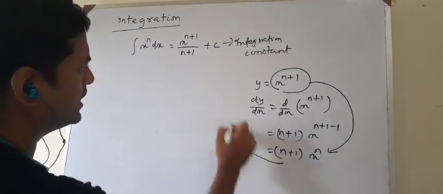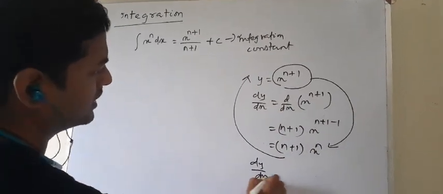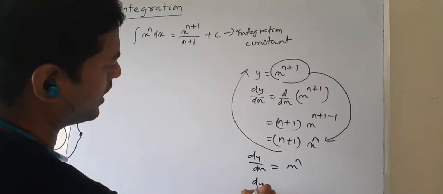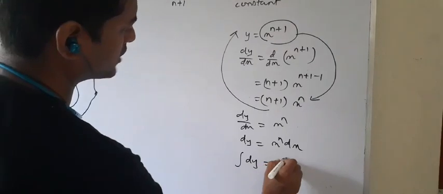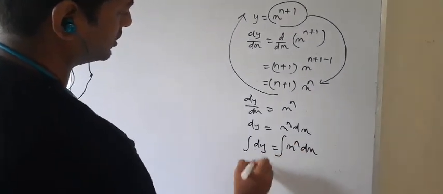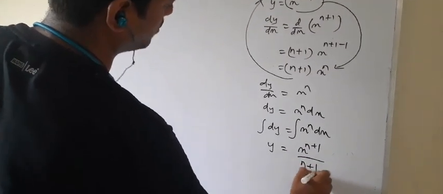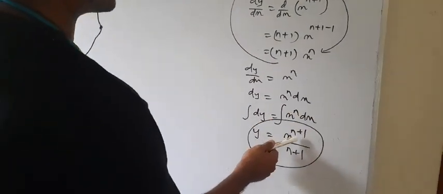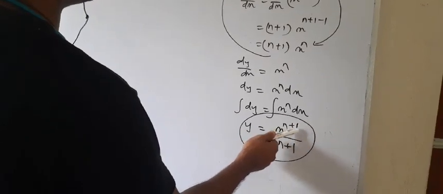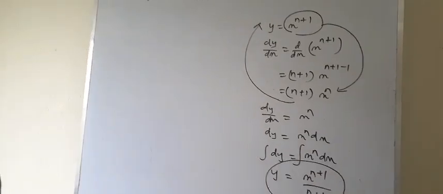But whenever I am doing integration, basically I have dy by dx equal to x to the power n. So dy equals x to the power n dx. If I integrate, the integration of dy will be y, and this will be x to the power n plus 1 by n plus 1. So whenever I am integrating, I will be increasing the power. The integration of x to the power n gives x to the power n plus 1. The derivative of x to the power n plus 1 decreases to x to the power n. So without thinking much, let me solve some problems.